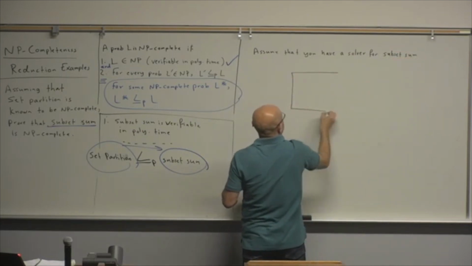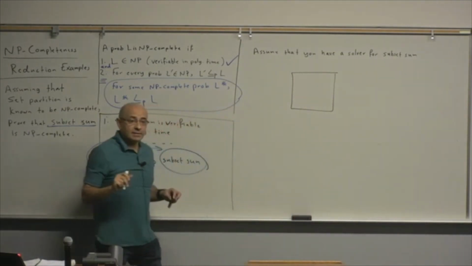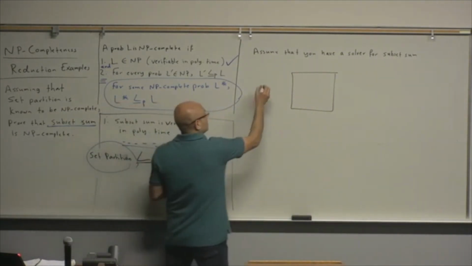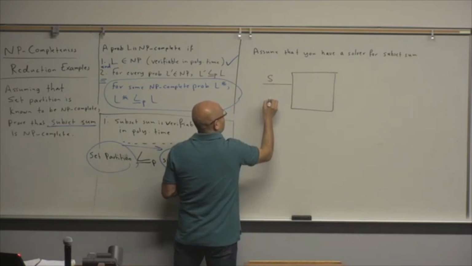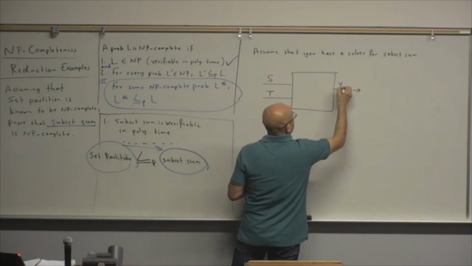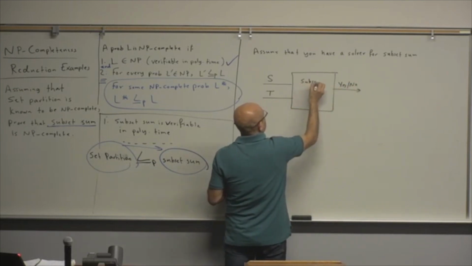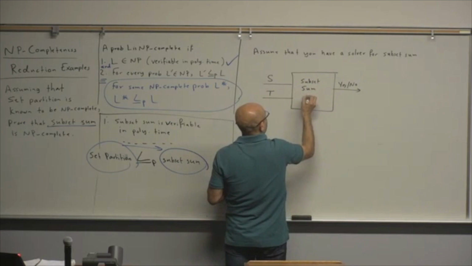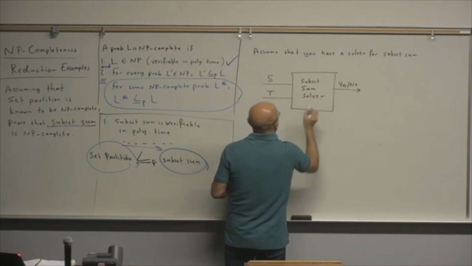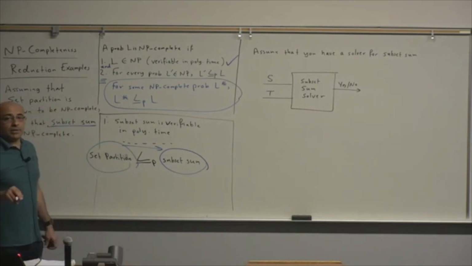Now this solver for subset sum, what does it take? It takes a set, and it takes a target, and it gives you yes or no. So this is a subset sum solver. Now how can I employ it to solve the set partition?